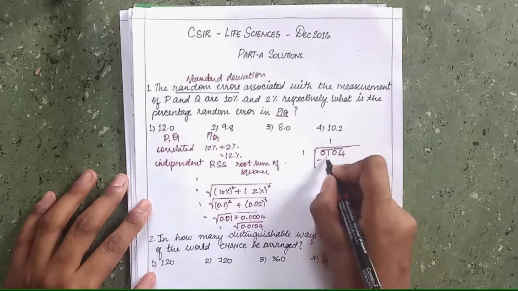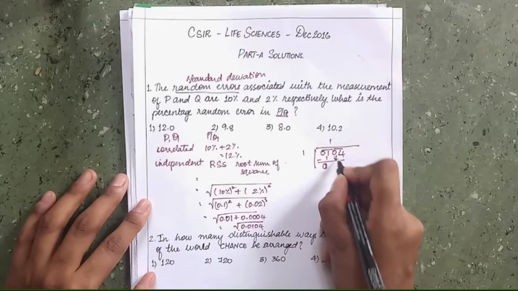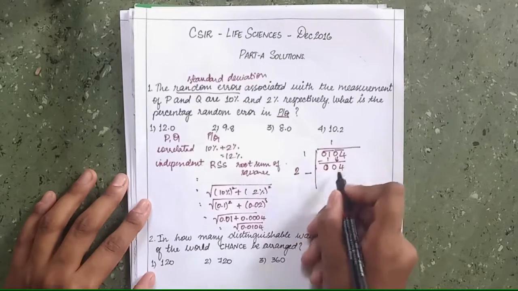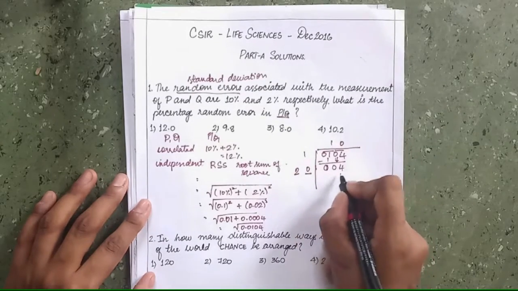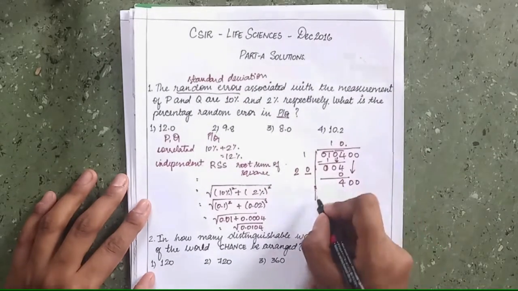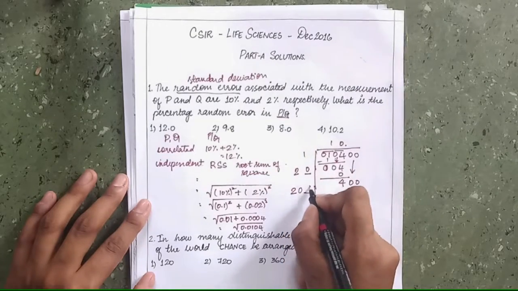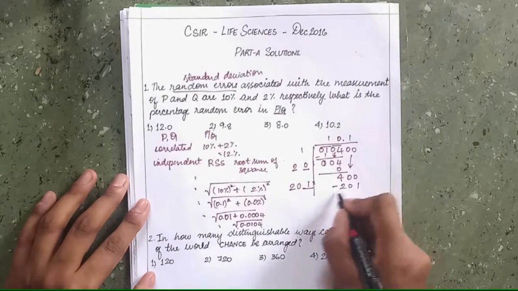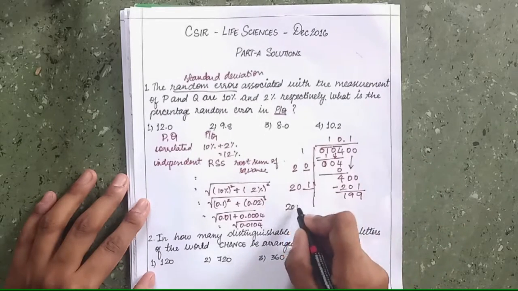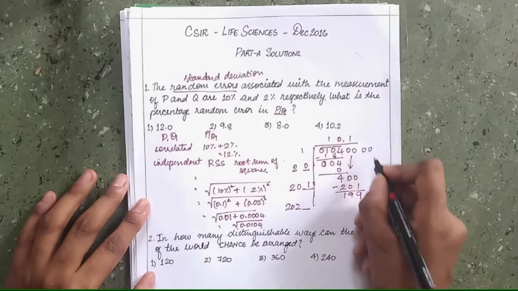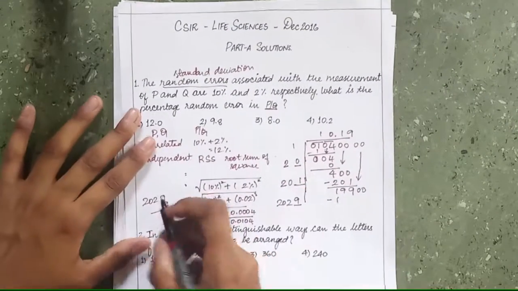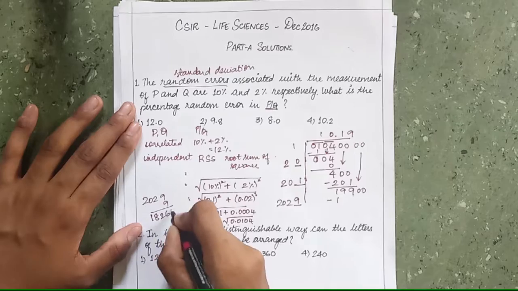So 1 ones are 1, and bringing this value down, 0, 4. Now this value will not go, so it has to be 0, again 4, which gives us 201. And further on 202, which is 9 times 2029, times 9 is 18261.